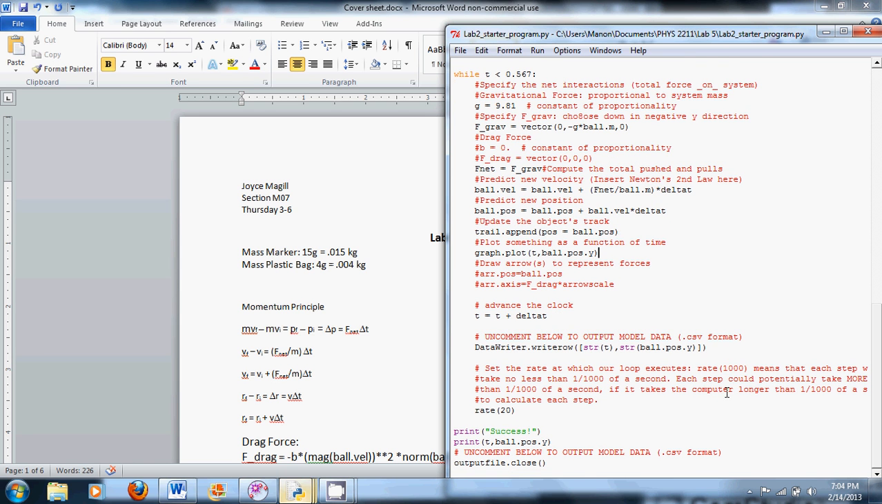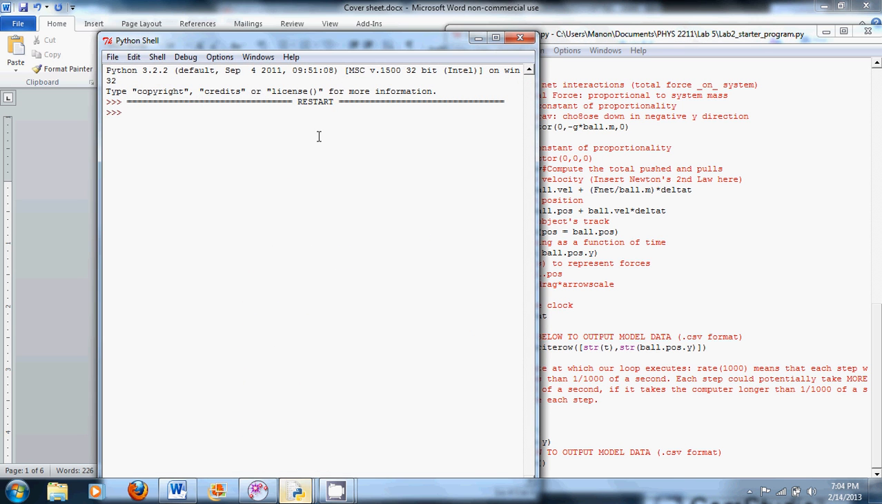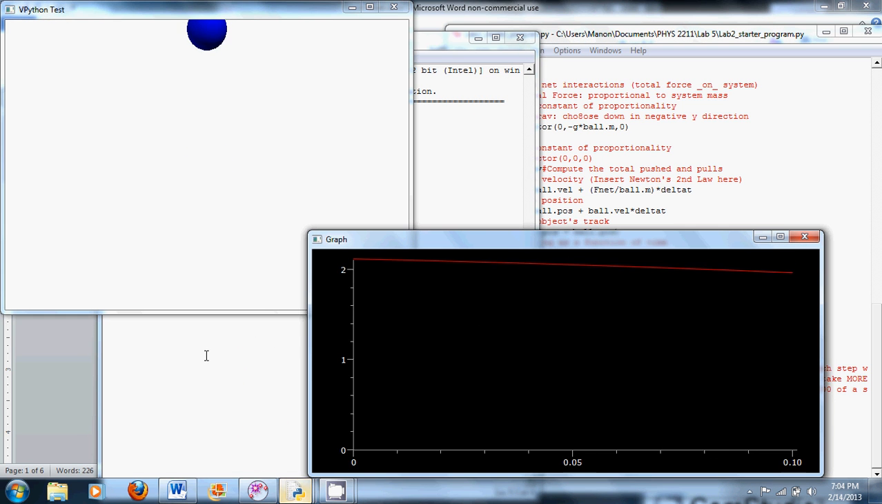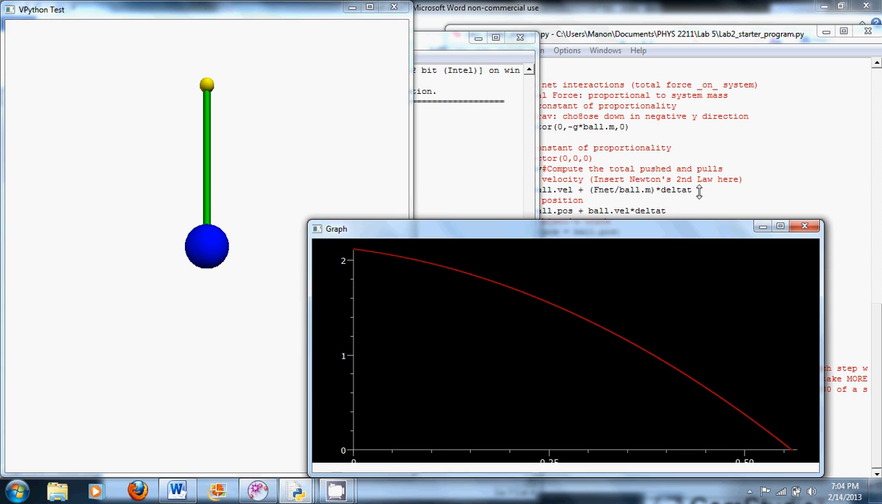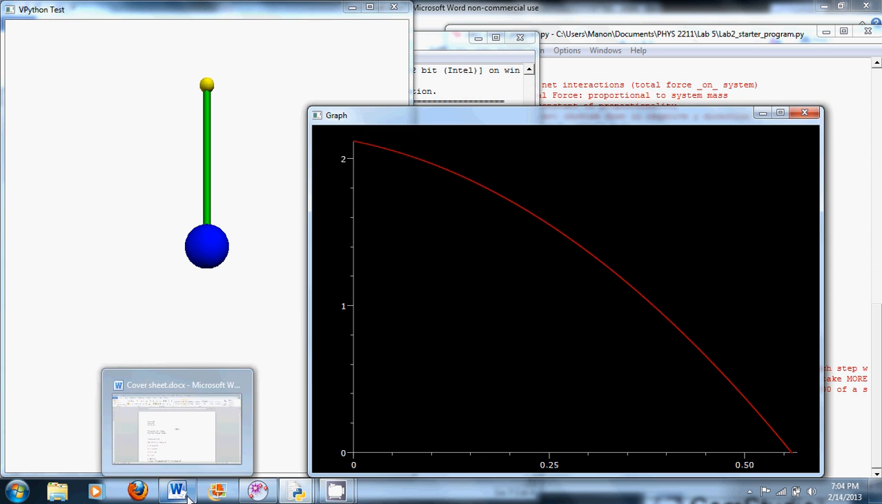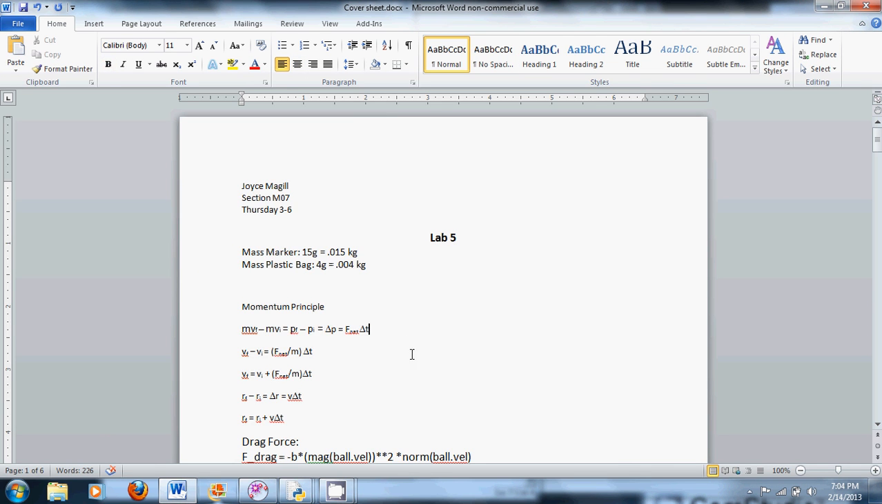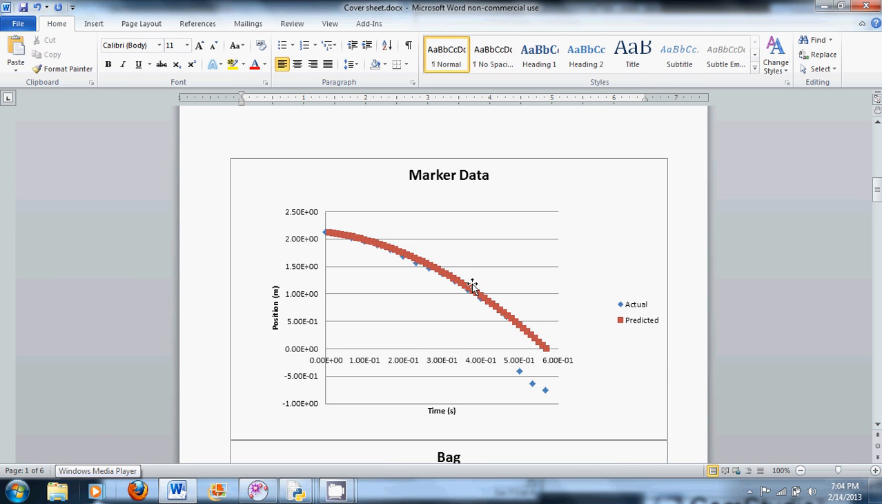So then I went ahead and I ran that, and it comes out like so. I took the data from that and used it to make my graph. You can see here that the predicted data is pretty much entirely accurate as compared to the actual data.